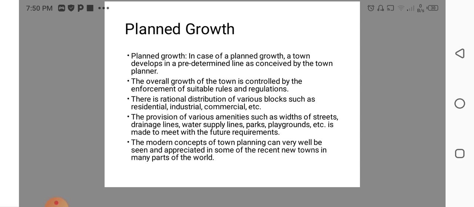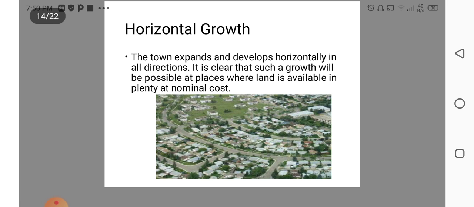The modern concept of town planning can very well be seen and appreciated in some of the recent new towns in many parts of the world. In planned growth of a town, there may be horizontal and vertical growth. In horizontal growth, the town expands and develops horizontally in all directions. It is clear that such growth will be possible at places where land is available in plenty at a normal cost.